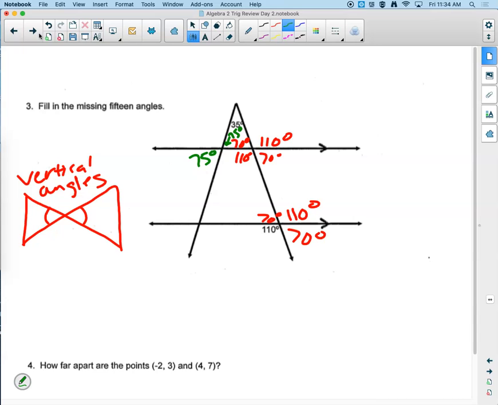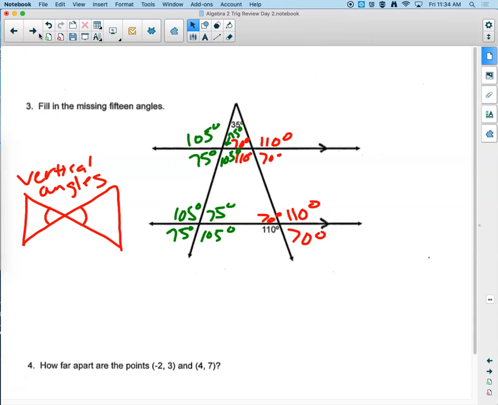How about the other two? How much are they? 105. And then you just copy those numbers down here in those corresponding spots. So this is all of that learning about alternate interior angles that you did, alternate exterior angles, all that kind of stuff, all included in there.